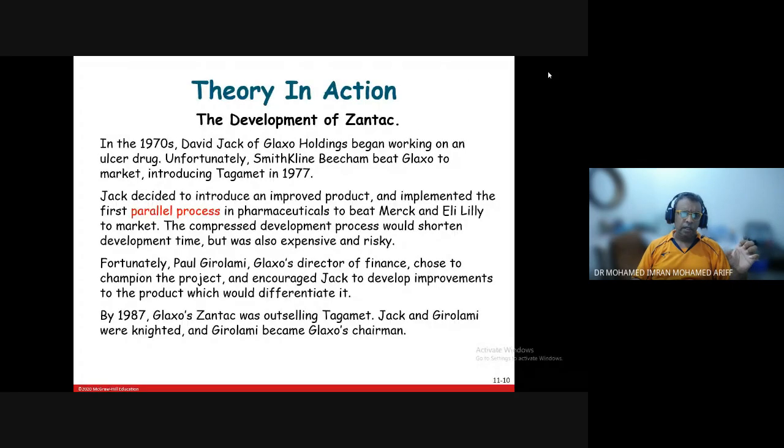So in the 1970s, two companies were trying to make the ulcer drugs, and one of them succeeded over the other. The next company, which was the Glaxo company, introduced something new, which is the parallel process in developing. After that, they became the number one drug company. And because of the finance director who was championing the project became very successful, soon later this finance manager became the chairman of the company.